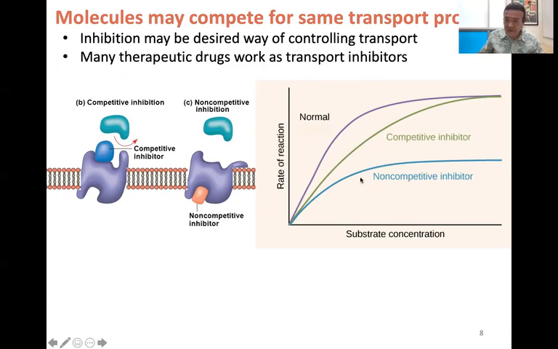So for many pharmaceutical drugs, the real goal is to design them as non-competitive inhibitors. So you can get away with just having a very low dose of them, and yet their effect on altering cell activity is more effective.